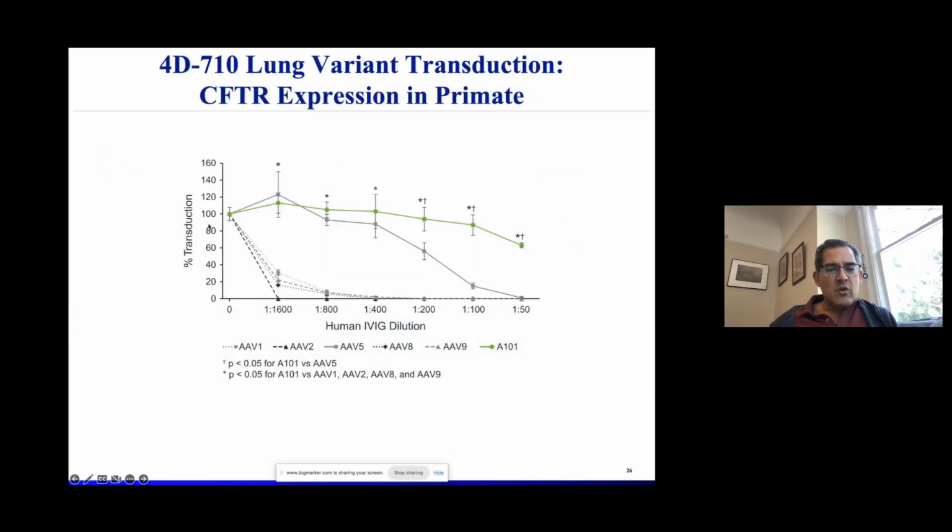So I'll first of all show you the capacity of this vector to be able to evade pre-existing antibodies. Shown here are increasing concentrations of intravenous immunoglobulin added to the AAV. This is in vitro, and on the y-axis is the percent transduction. So you can see the natural serotypes are very rapidly neutralized. AAV8 is known to be, among the natural serotypes, the most resistant to antibody neutralization, as uniQure has found. However, this variant A101 resists higher concentrations of neutralizing antibodies compared to any of the natural versions.